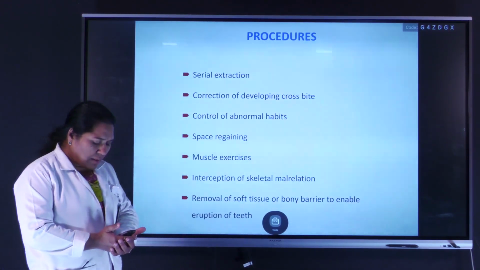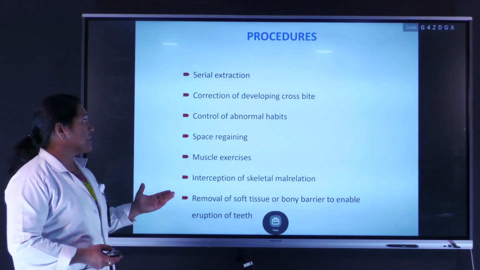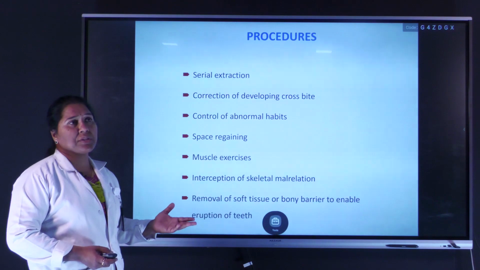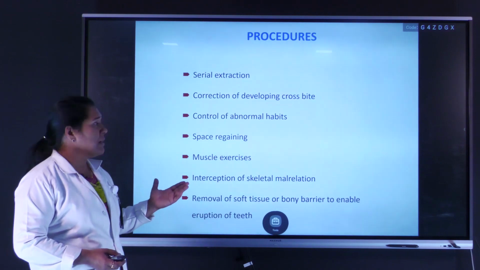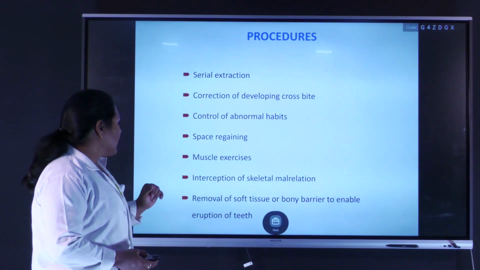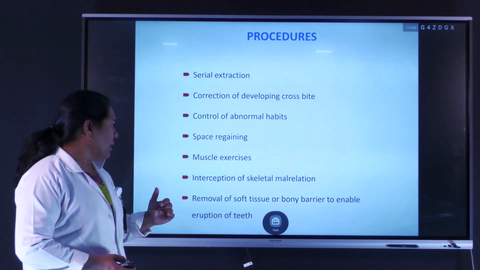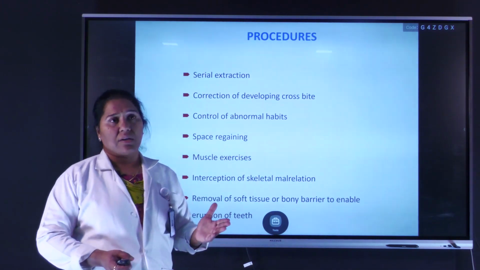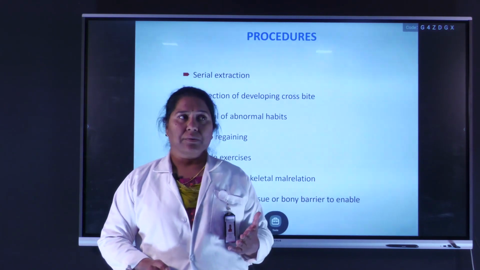Okay, so what are the procedures we generally follow in interceptive orthodontics? In order to intercept the upcoming malocclusions, number one is serial extraction, number two is correction of developing cross bites, then control of abnormal habits and muscle exercises, interception of skeletal malrelation, and removal of soft tissue or bony barriers to enable the eruption of the teeth. These are all the procedures we follow in order to intercept the upcoming malocclusions in the developing stage.